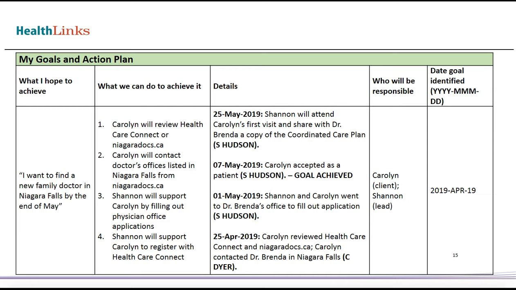And then you have some details here. I'm not going to go through every single one of them, but you can see that it's very clear and comprehensive in terms of the dates. You can see when Carolyn has actually been accepted as a patient and ultimately her goal has been achieved. You can see when they went into the doctor's office to fill out the application, and then when other documents were reviewed as well. So you have who will be responsible for that care plan and part of the My Goals and Action Plan: Carolyn herself, which is the client, and then Shannon, which is the lead. And then again, the date is put on the far right-hand column, the date of the goal that was identified.